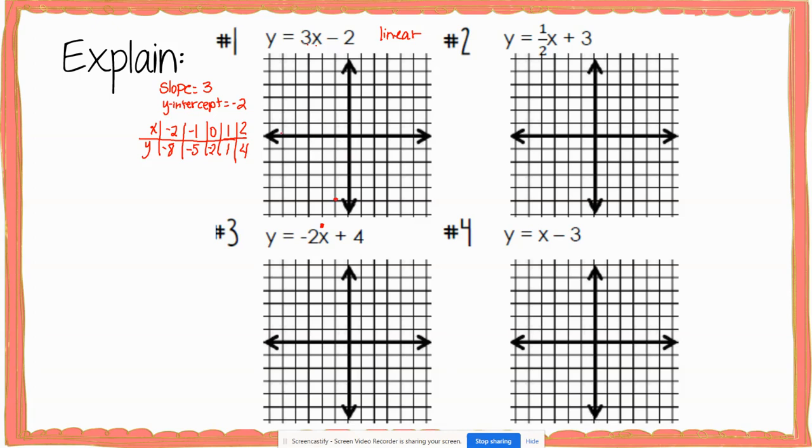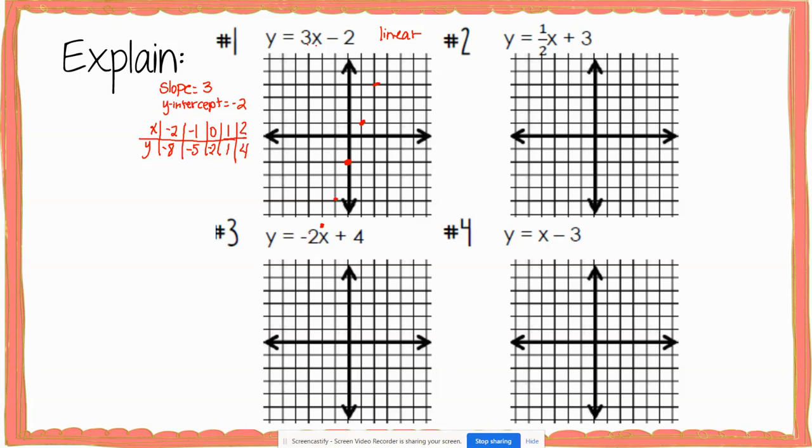When x is 0, y is negative 2. Since x is 0, I'm not going to move left or right. But since y is negative 2, I'm going to move down 2 units. When x is 1, y is also 1. So I would move right 1 and then up 1. When x is 2, y is 4. So from the origin, I would move right 2 and then up 4.